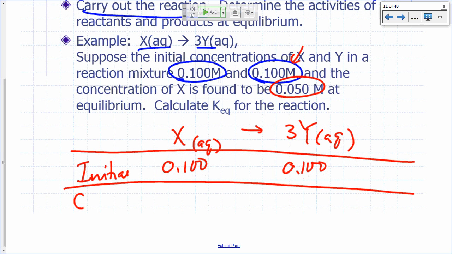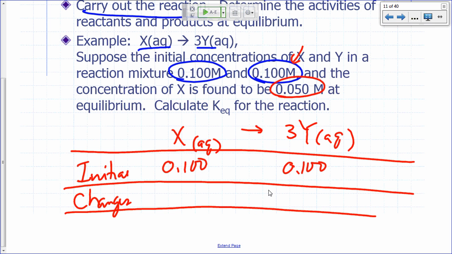What would be the changes? If the reaction were to go forward, first of all, did this reaction go forward or reverse? Let's look at the equilibrium values. My equilibrium value for X is 0.050. What happened to my X? It dropped from 0.1 to 0.05. By how much did it drop? 0.050, right?